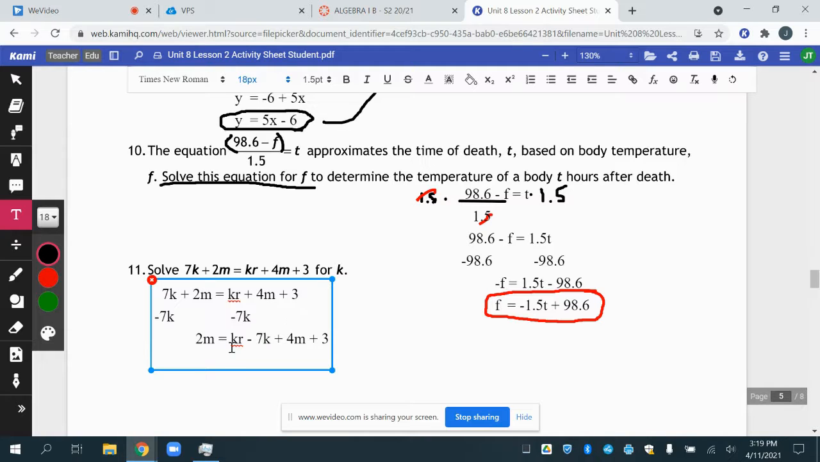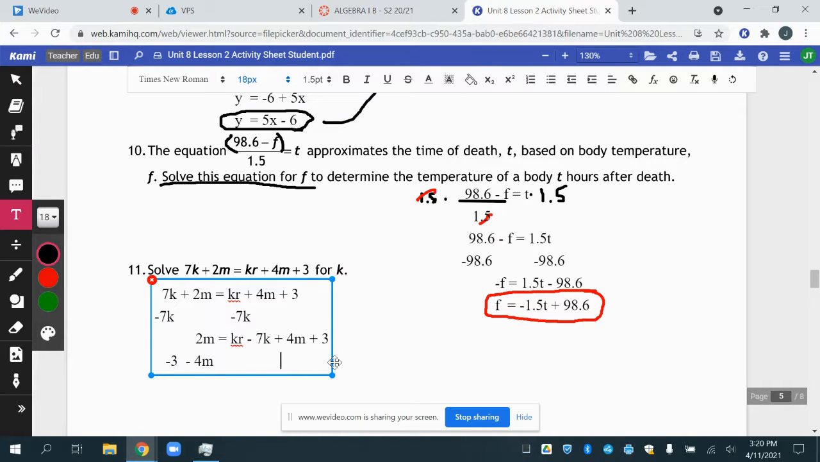Now, the good news is all of the k's are on the right side. So now I'm going to get rid of everything that doesn't have a k. I'm going to get rid of the 3 and the 4m. You know what? I'm going to do them both at the same time. I'm going to take away a 3, and I'm going to take away minus 3 and minus 4m. Take both of those away.